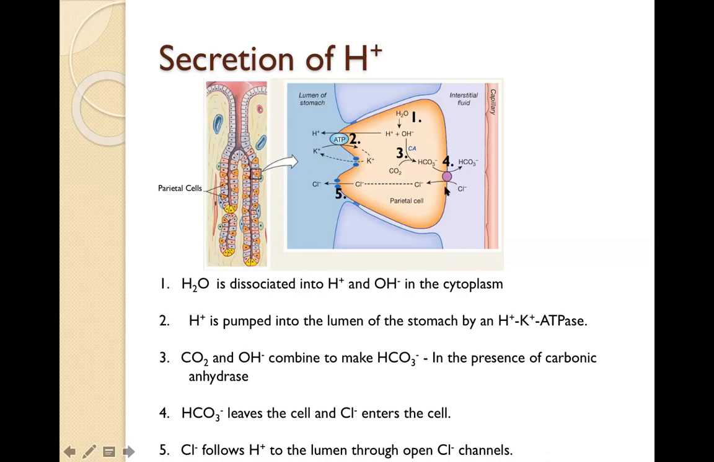Same thing happened at step 4. Bicarbonate ion has a charge of -1. Chloride has a charge of -1. So that's the process by which you secrete H+ into the lumen of the stomach.